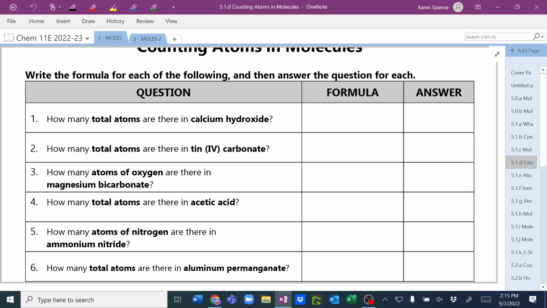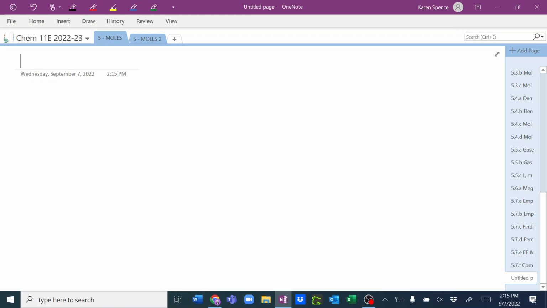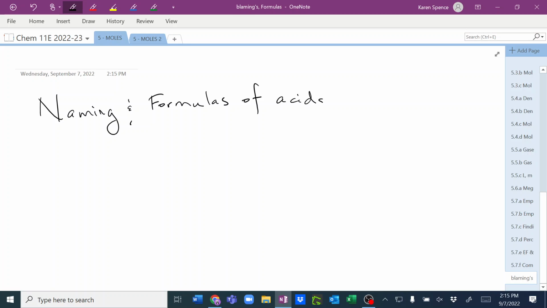Okay, so acids. Let's do a little on acids here. So, I'm going to do a quick little lesson on acids. If you're fine with acids, you do not need to listen. But if you're kind of unsure on acids, you can listen. If you need some paper, there is free blank paper at the back of the room. It says free blank paper.